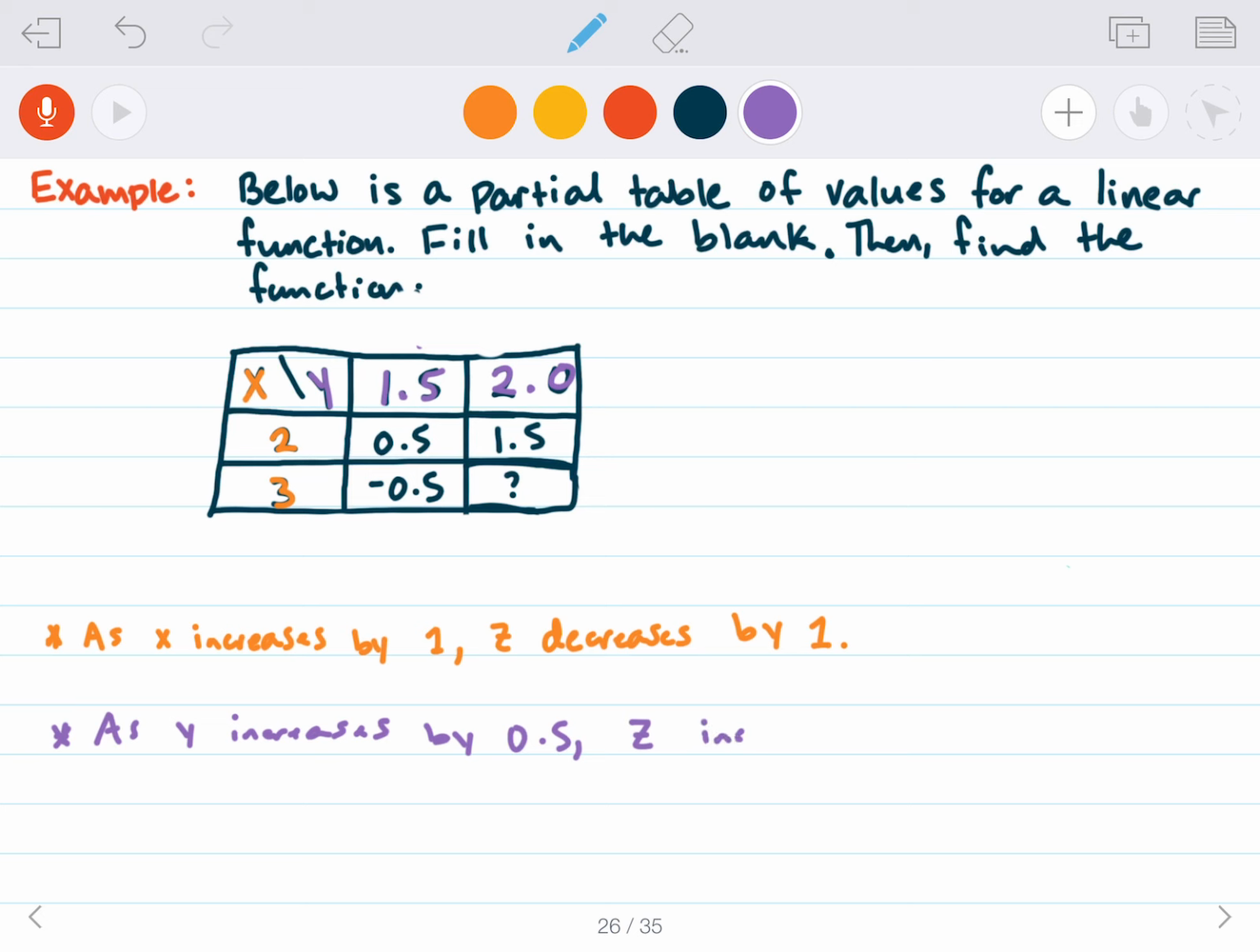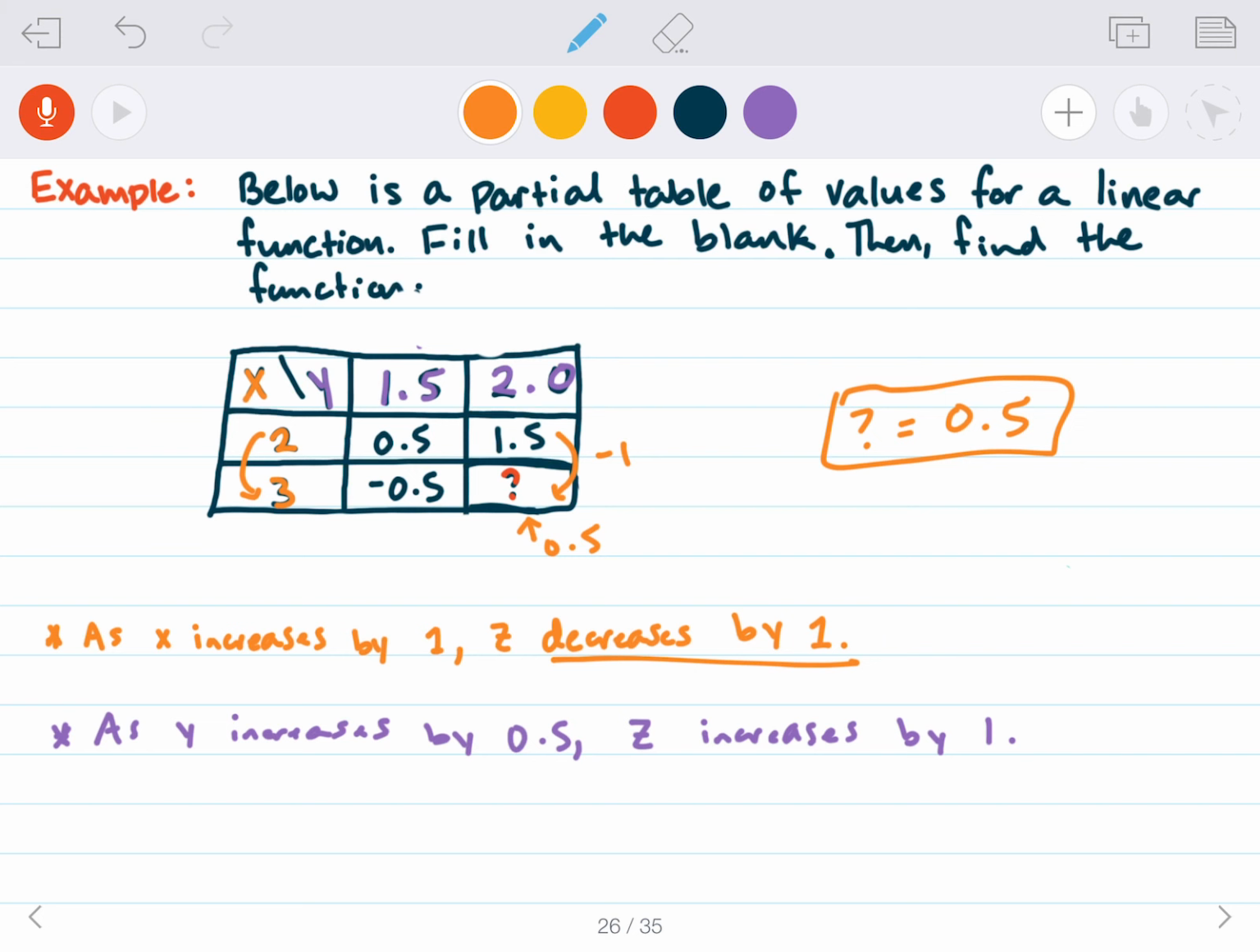Okay, so knowing this fact, we can fill in this question mark right here. We can look along the columns or the rows, it doesn't matter. But if we're looking along the columns, we want to use our x rule. So as x increases by 1, so as we're going from 2 to 3, z is going to decrease by 1. So we have to subtract 1 from 1.5 to get the question mark, which is going to be 0.5. So our answer is, question mark is going to be 0.5.